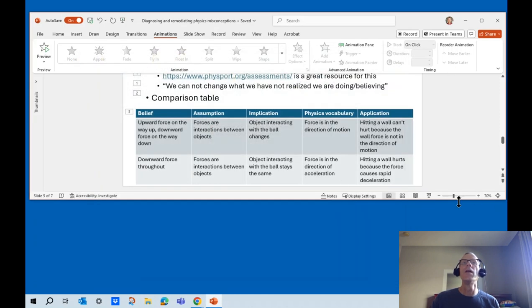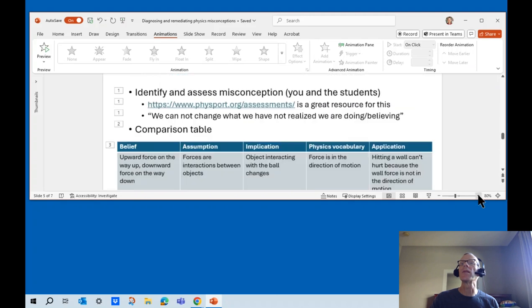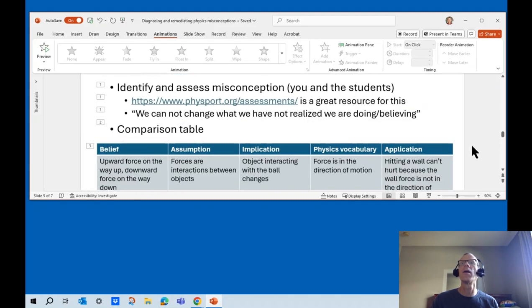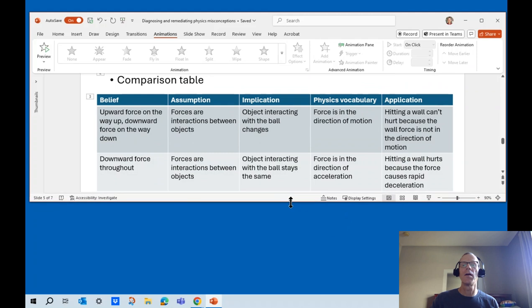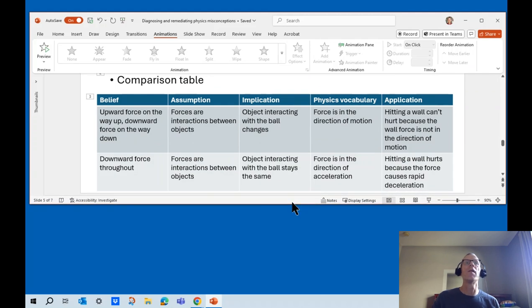All right, so we've got our two beliefs here. Let me make this a little bit bigger. So one belief is the upward force on the ball on the way up. So this is the comparison table for the ball. And you don't have to use these exact headings, but these are just some things to think about.